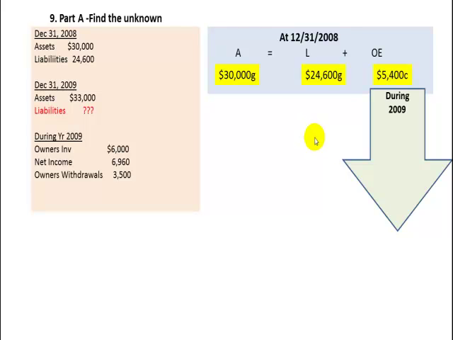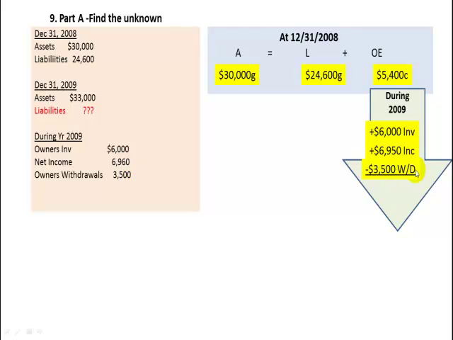Now, during 2009, the following things happened, and these things will be combined with the beginning owner's equity to find out what's happening at the end down here. So during 2009, the owner invested $6,000. That would be increasing owner's equity. The owner had net income of $69.50, which would be again an increase to owner's equity. And the owner withdrew $3,500, which would be a decrease to owner's equity.